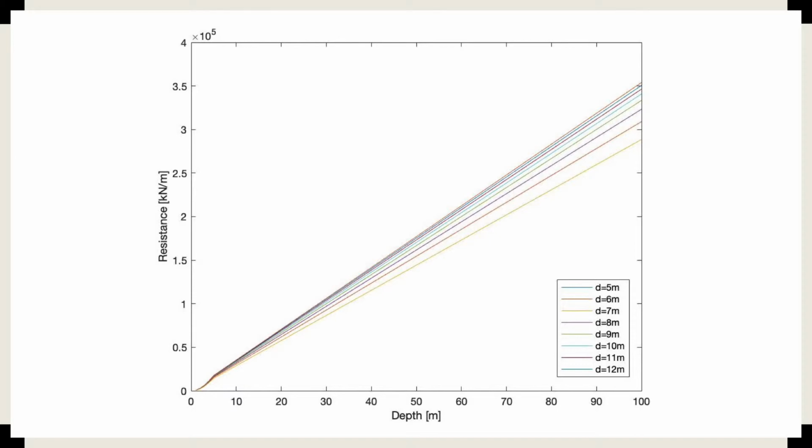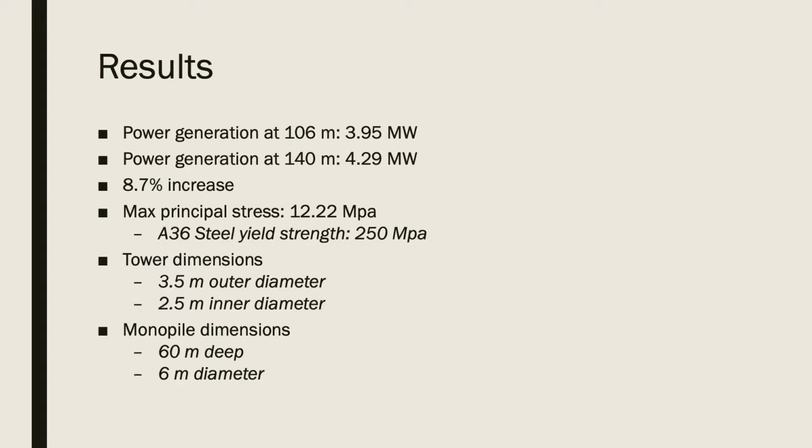Ultimately, these are the end results of our analysis. The power generation at 106 meters is 3.95 megawatts, while at 140 meters it's 4.29 megawatts, which is an 8.7% increase. Max principal stress is 12.22 MPa. A36 steel yield strength is 250 MPa. The tower dimensions are 3.5 meters for the outer diameter, while 2.5 meters for the inner. The monopile dimensions are 60 meters deep and 6 meters diameter. These results and calculations are crucial to the design of our project.